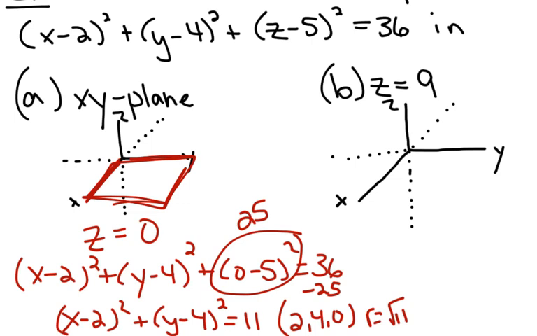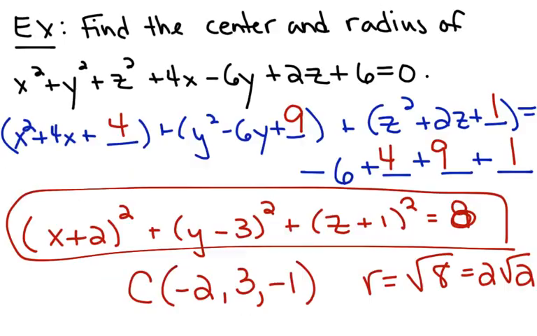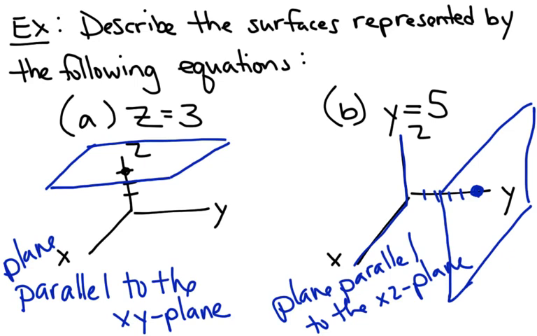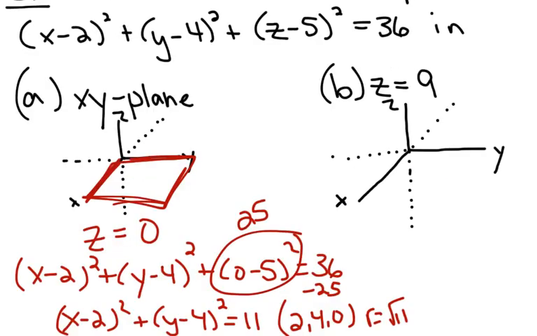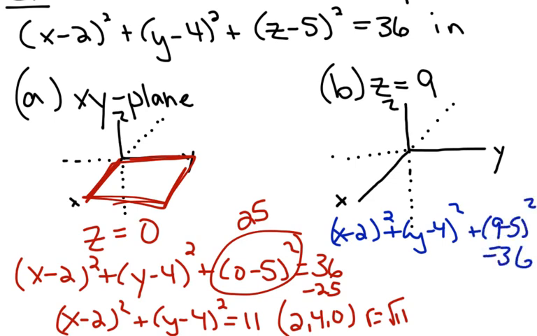But in part B, instead of giving me a plane, they give me z equals 9. Remember, z equals 9, if you come all the way back here, we did z equals 3, and it was a plane that was parallel to x and y. So all I'm going to do is I'm going to replace the z with a 9. So (x minus 2) squared plus (y minus 4) squared plus (9 minus 5) squared equals 36.